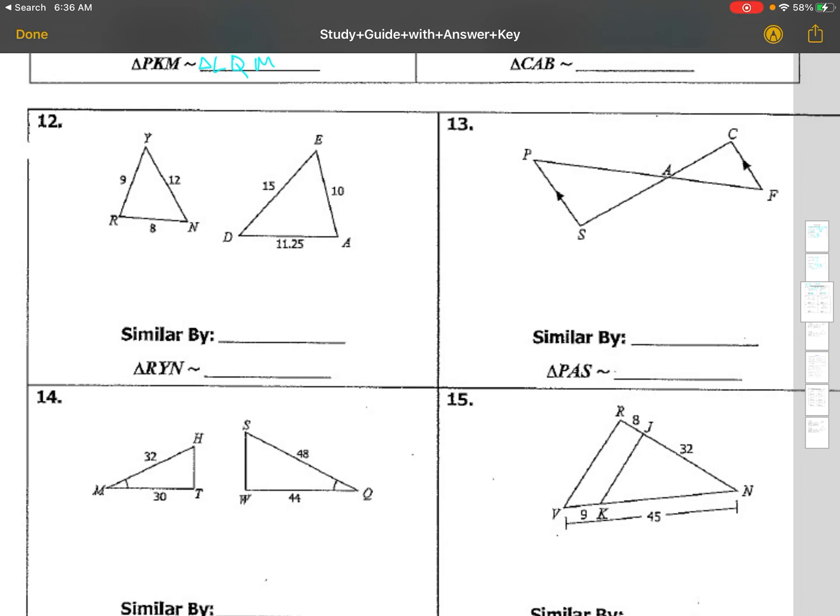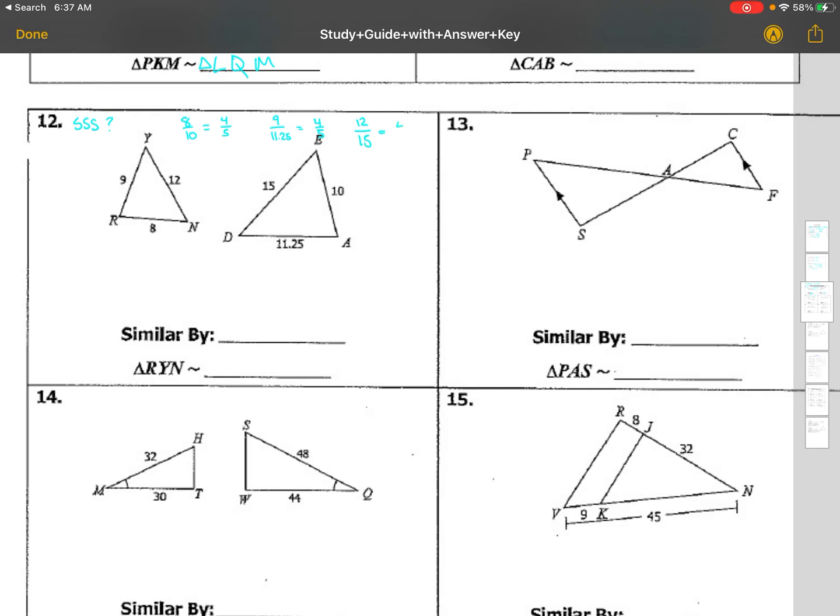For number 12, we are given 3 labeled sides. So we're going to check for side side side similarity. It could be, we don't know. So all we need to do is short over short, middle over middle, long over long. So short over short is going to be 8 divided by 10, which simplifies to be 4/5. Middle divided by middle is going to be 9 divided by 11.25. That equals, I have no idea. That is also 4/5.